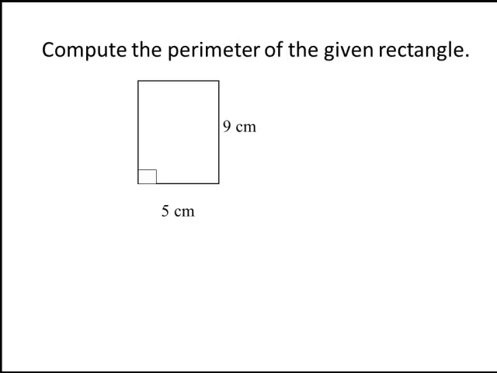Compute the perimeter of the given rectangle. We now have two methods to compute perimeter. By method 1, we would simply add up all 4 sides. Since the bottom has length 5 centimeters, the top is also 5 centimeters. And since the right is 9 centimeters, the left is also 9 centimeters. Adding up all 4 sides would give us a perimeter of 28 centimeters.